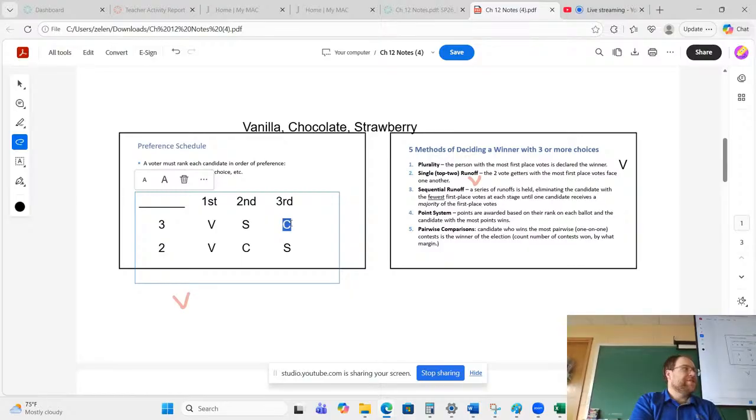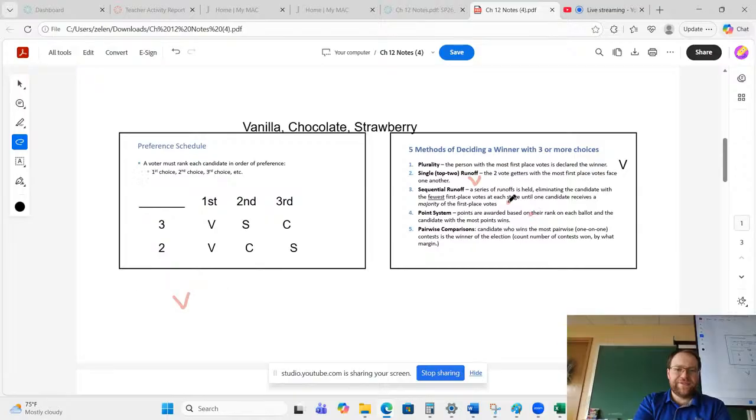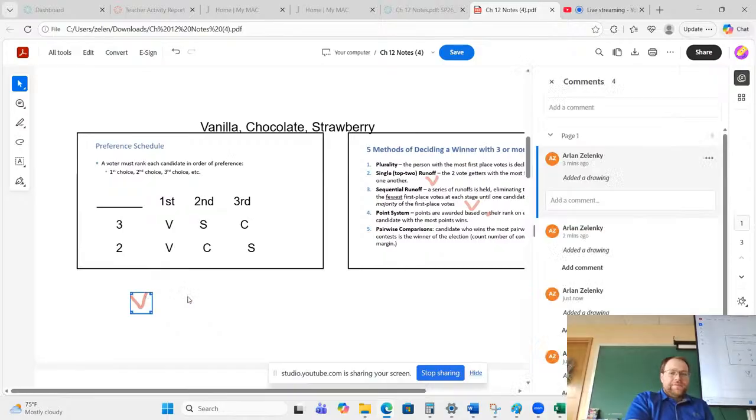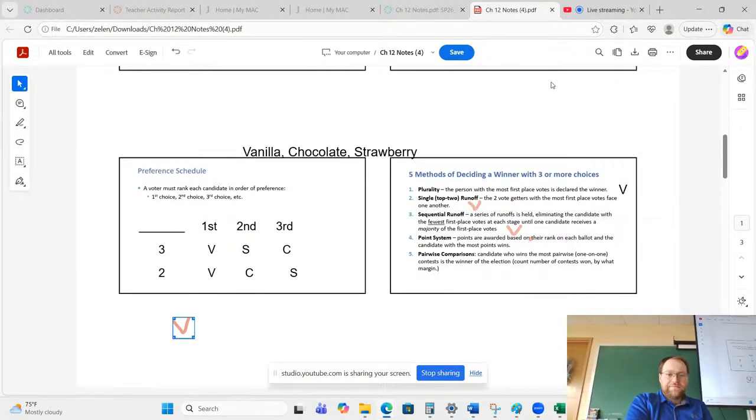So if chocolate's off the table, then now you're down to two candidates, vanilla and strawberry. Looking at just those two, which one wins? Vanilla. So vanilla wins this one again. Any questions so far?